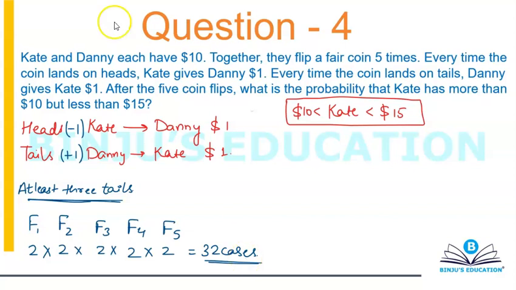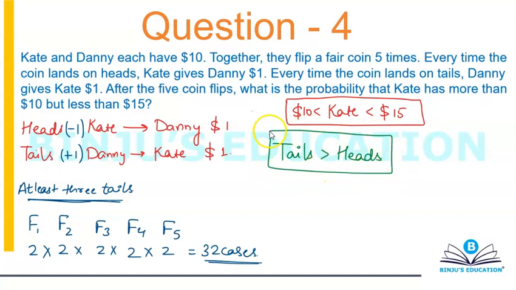Now, I want tails to be more than heads. I want those cases where the number of tails is more than the number of heads. That is, I can have 3 tails, 2 heads, I can have 4 tails, 1 head, and I can have 5 tails, 0 heads.